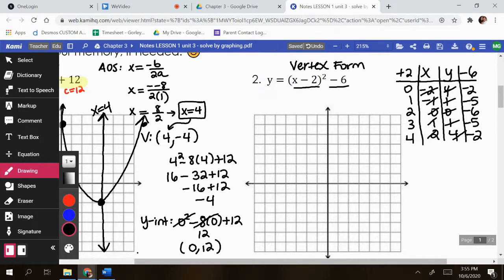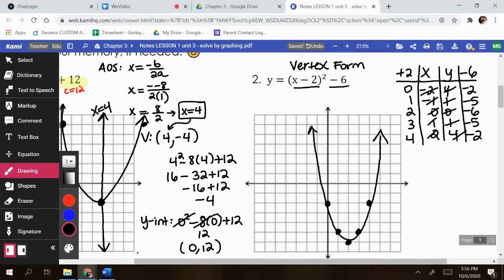Okay, so let me go ahead and plot that. (0, negative 2), (1, negative 5), (2, negative 6), (3, negative 5), and (4, negative 2). Okay, there we go. That's how I'd graph my parabola.